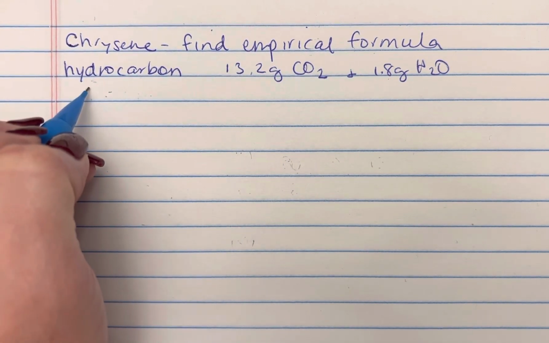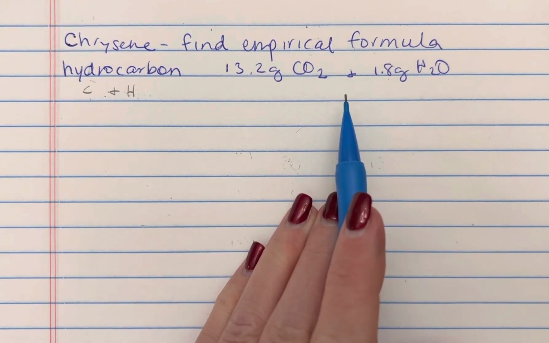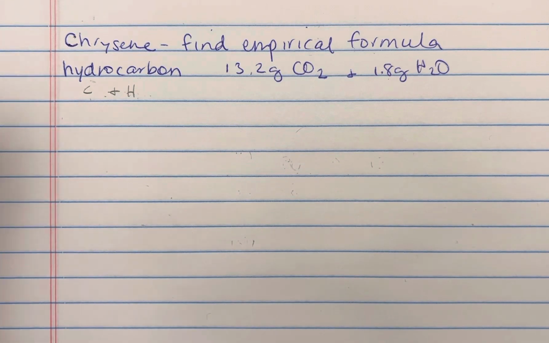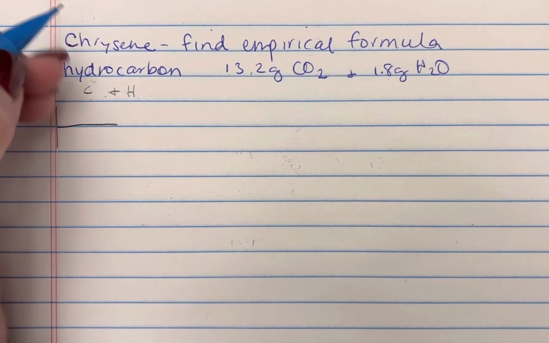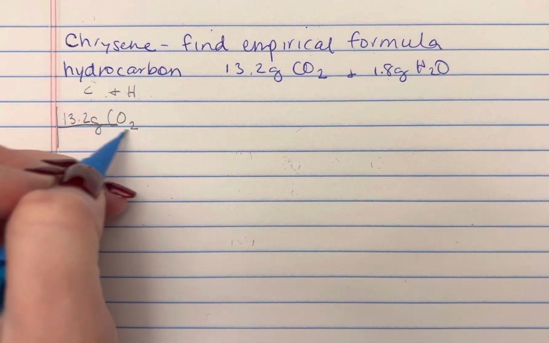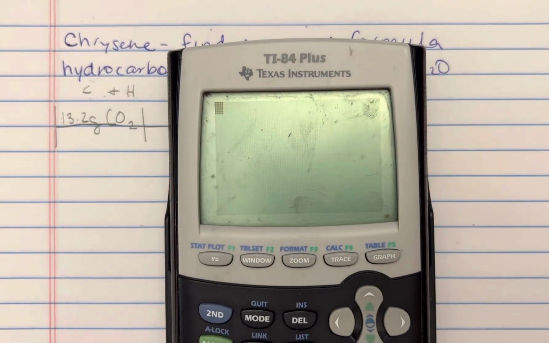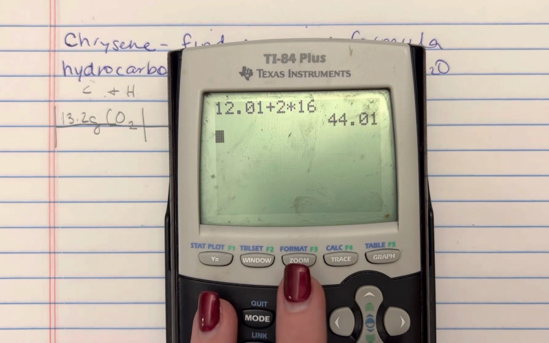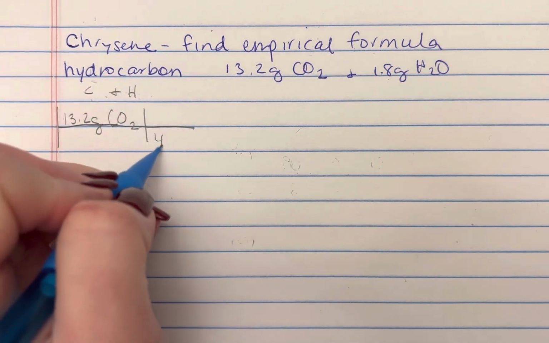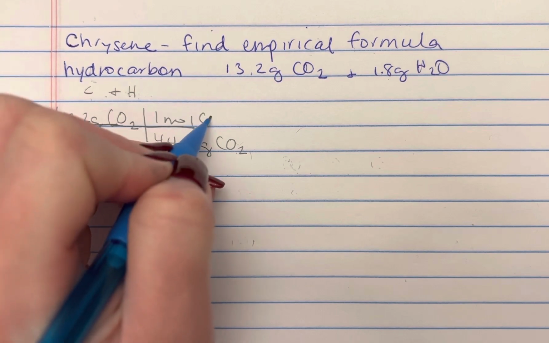So a hydrocarbon tells us we only have carbon and hydrogen. So the fact that there's oxygen here is not going to be relevant. So let's do this. 13.2 grams of CO2. Now we need to convert that to moles. So I'm going to kind of try to do that in my head. 12.01 plus 2 times 16 is 44.01 grams of CO2 is 1 mole of CO2.